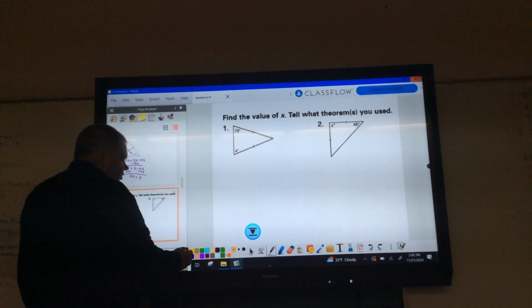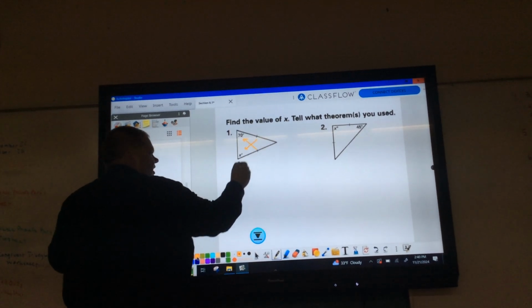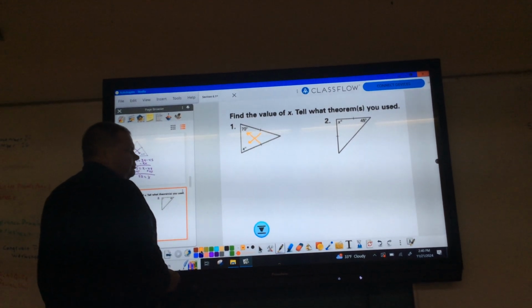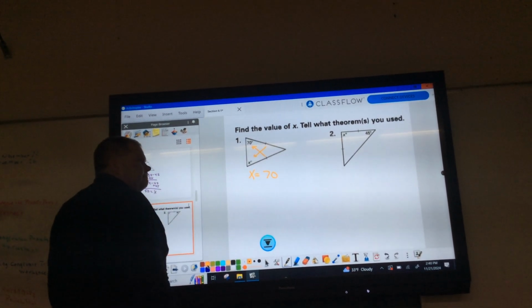When you have two angles that are the same, or two sides that are the same, remember that if you draw lines from the sides, you're going to hit two angles that are equal. Okay, this gives us the base angles theorem. So for number 1, our value for x is 70.